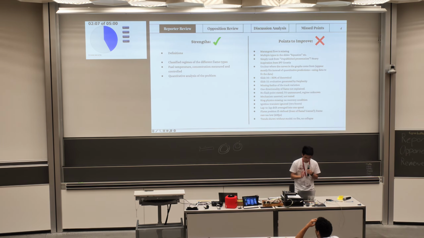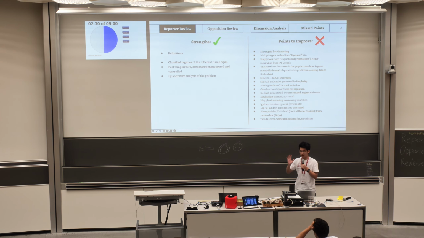They have classified the regimes of some different flame types, and also they have controlled experiments, and also have a somewhat quantitative analysis of the problem. But there are some points to improve here. Firstly, the Marangoni flow is actually missing. I'll talk about it later. And then basically the analysis was not really clear.